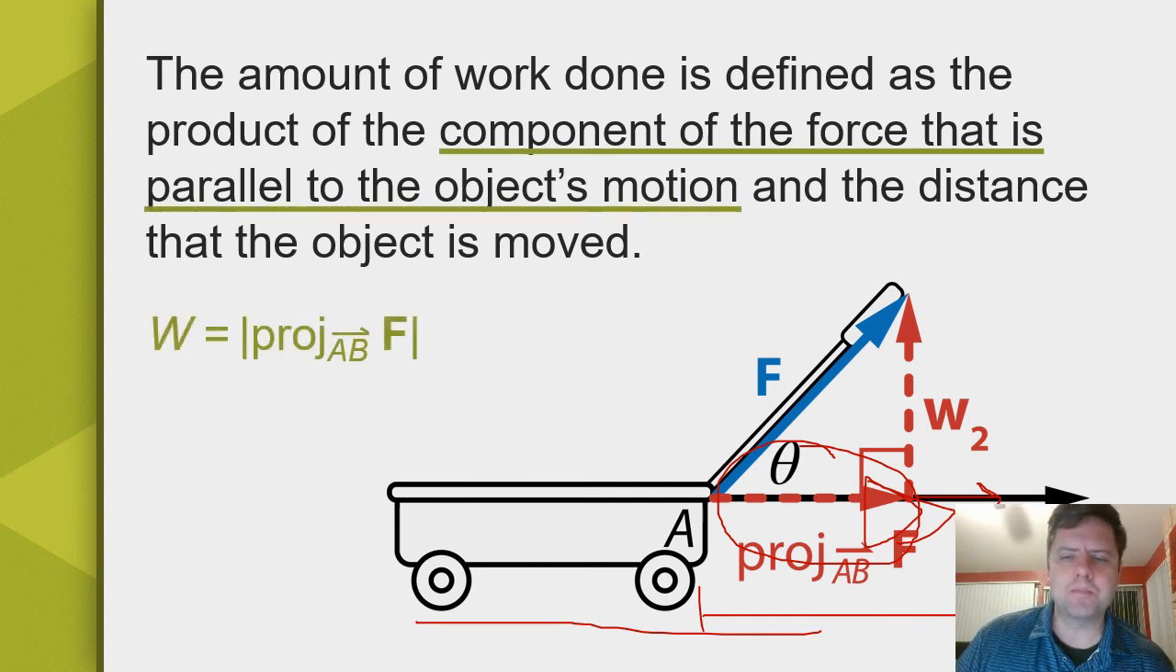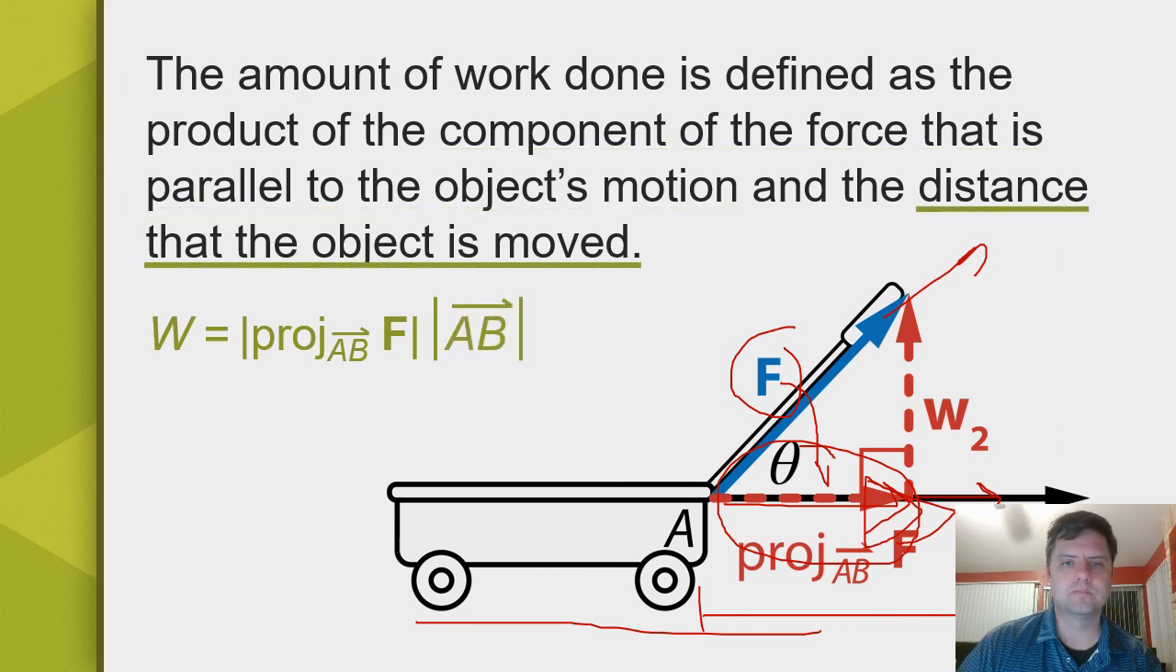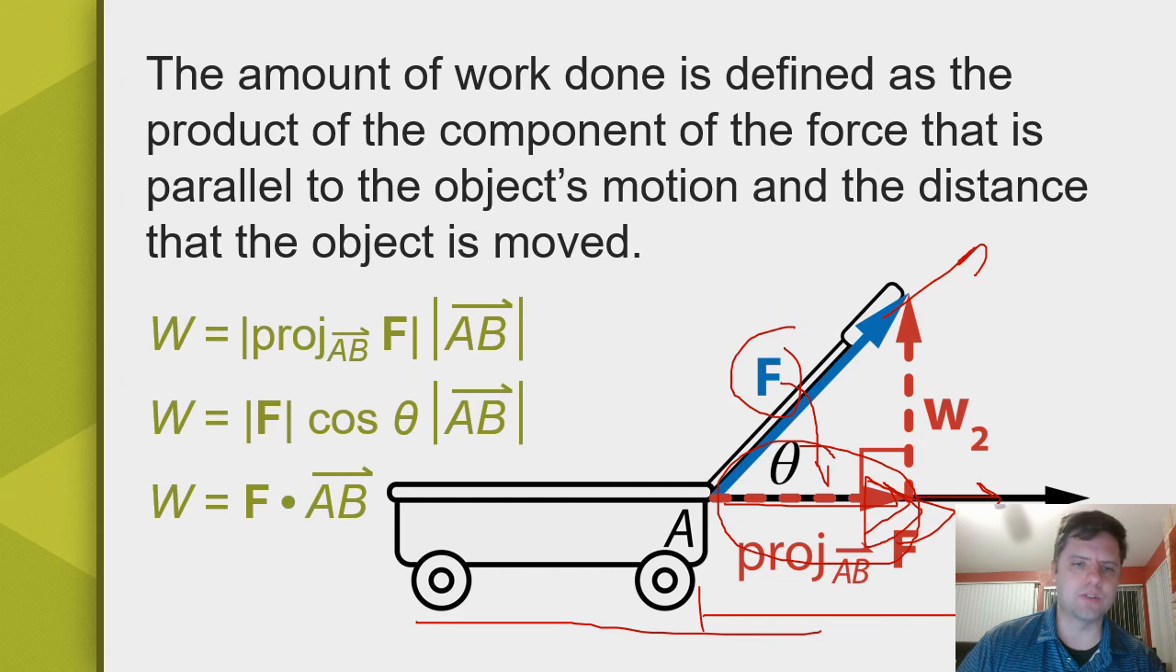So that means we need to do a projection of the force. If I'm pulling on this handle in this direction, I need the projection of the force down to here, where it's moving along the x-axis, the direction of the motion of the wagon. Again, these are all ways of describing that.